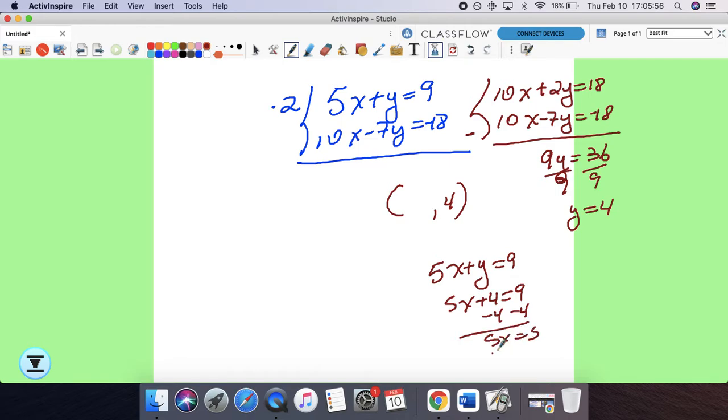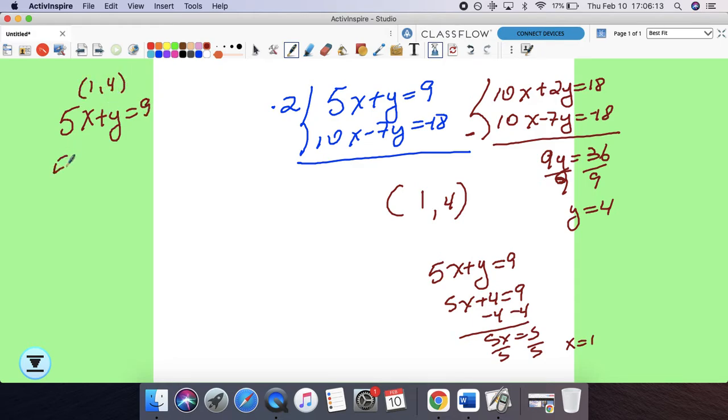5x equals 5, divide both sides by 5, x equals 1. So here is the point of intersection, and there is a solution to this particular problem. Let's do a check. First equation, 5x plus y equals 9. Let's substitute the point 1 and 4 over here.